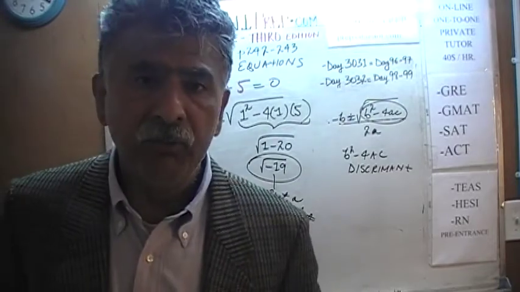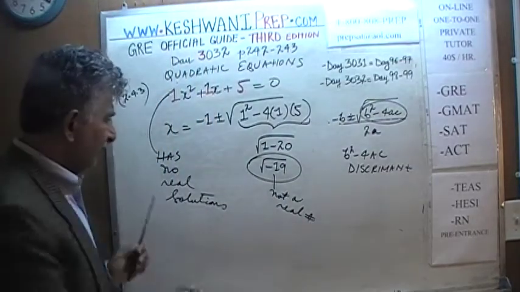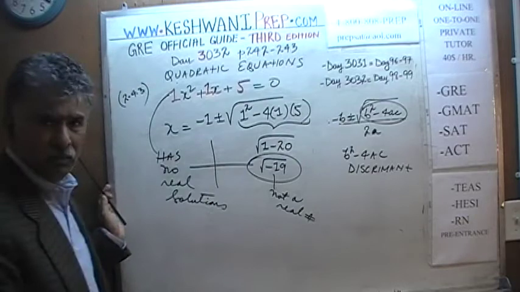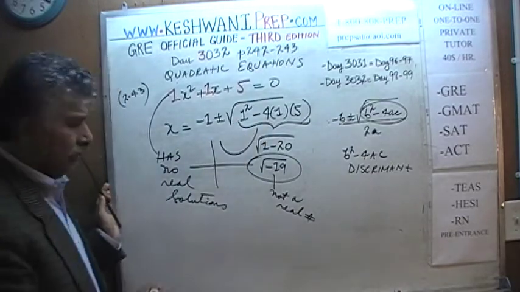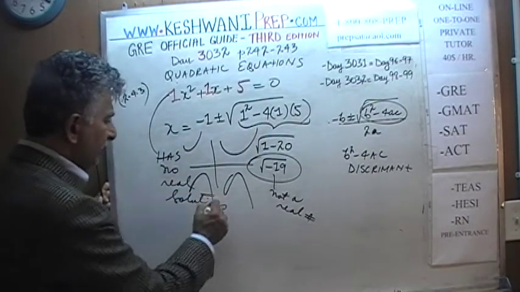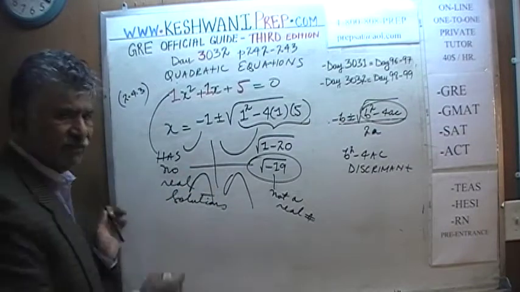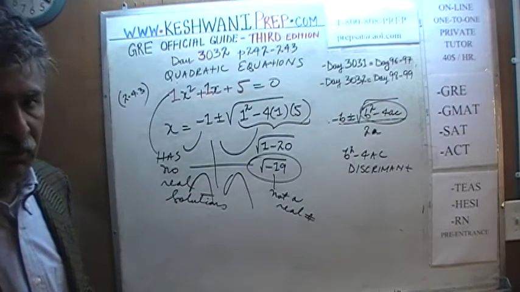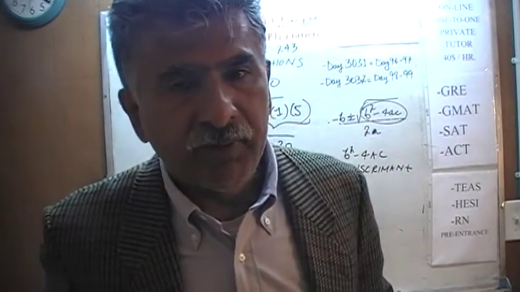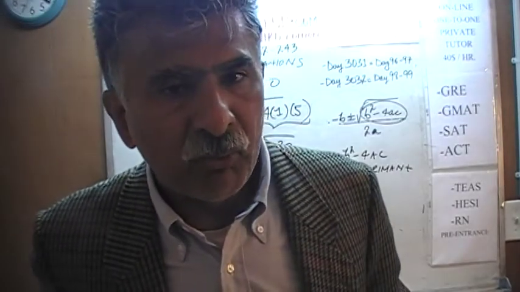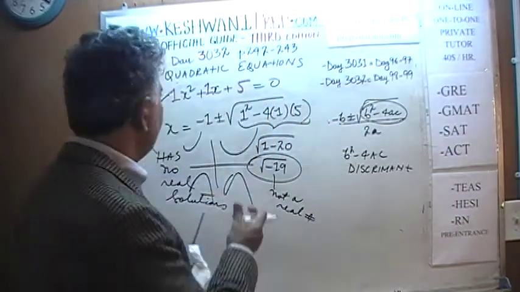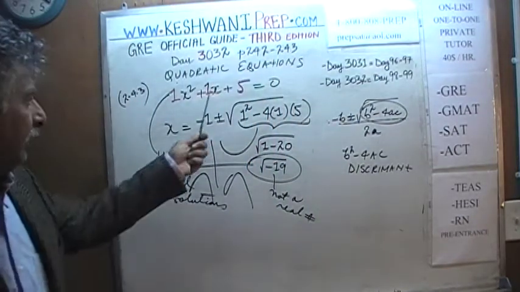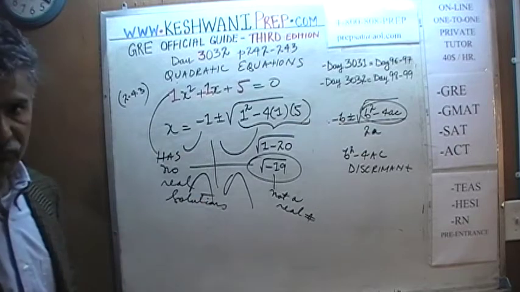Now what does it mean to have no real solutions? It simply means that it does not cut the x-axis at all. It's sitting somewhere up there, or here, or maybe down here. Nowhere does it cut the x-axis. Therefore, we cannot ask ourselves, at what value of x does y equal 0? The value of this function is 0 at what point? It doesn't exist because it doesn't cut the x-axis.